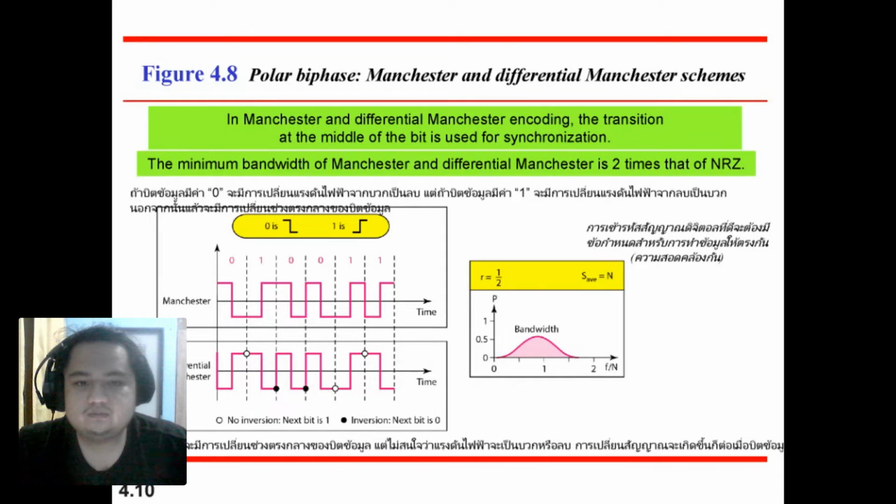Polar biphase: Manchester and differential Manchester schemes. In Manchester and differential Manchester encoding, the transition at the middle of the bit is used for synchronization. The minimum bandwidth of Manchester and differential Manchester is 2 times that of NRZ. You can see in this picture.